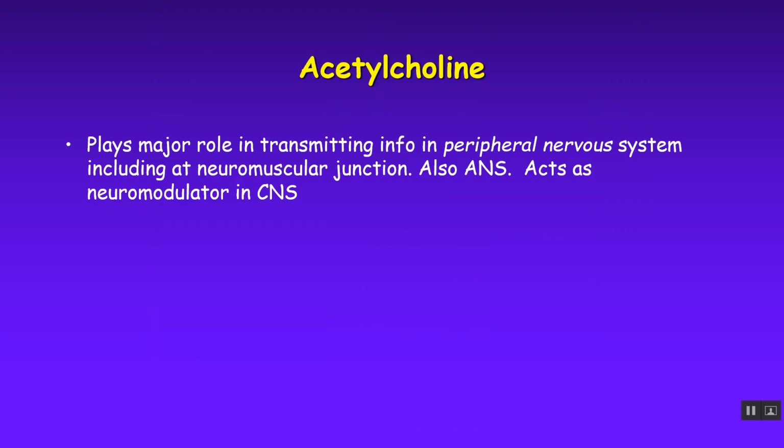So now we're just going to go through each of them pretty briefly, just introduce you to them and what their major role is. So acetylcholine, which is that exception. It could be a neurotransmitter in the peripheral nervous system, a neuromodulator in the central nervous system. Its major role is in transmitting information in the peripheral nervous system, including the neuromuscular junction. This is how you talk to your muscles, through acetylcholine being released in the neuromuscular junction. Also, the autonomic nervous system uses acetylcholine when you're activating it, and we'll get to that in a few weeks. Okay. It does act as a neuromodulator in the CNS.